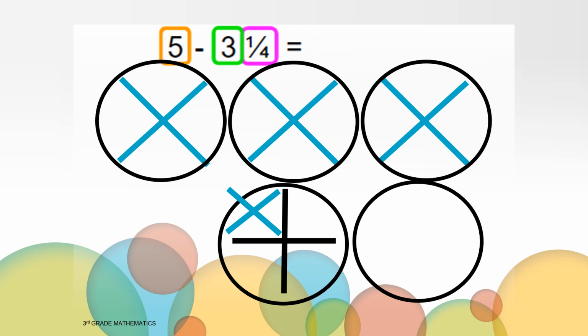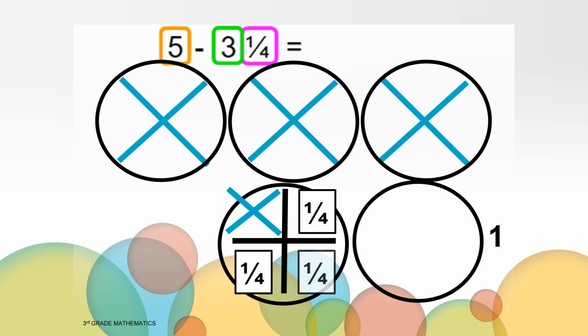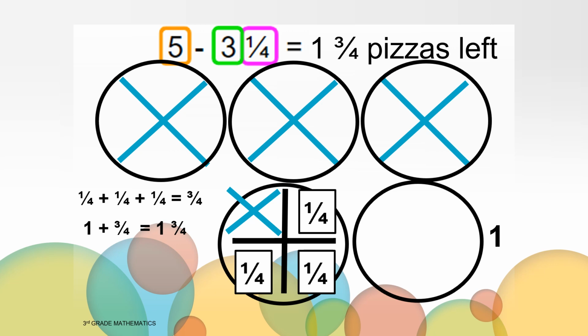We can see that we have 1 whole pizza here and 3 1/4 pieces of pizza here. So how much pizza is 3 1/4 pieces? 1/4 plus 1/4 plus 1/4 equals 3/4. So if we combine that 1 whole pizza with the 3/4, that gives us 1 3/4. So we have 1 3/4 pizzas left.